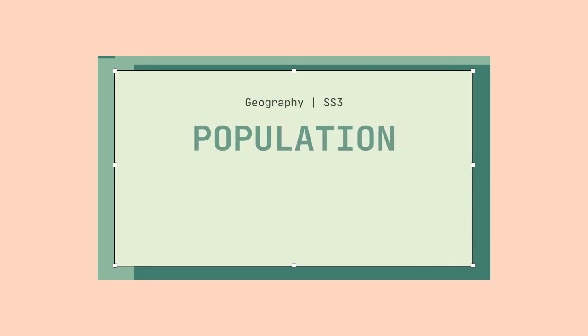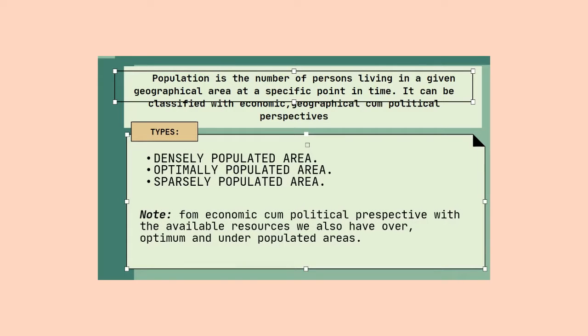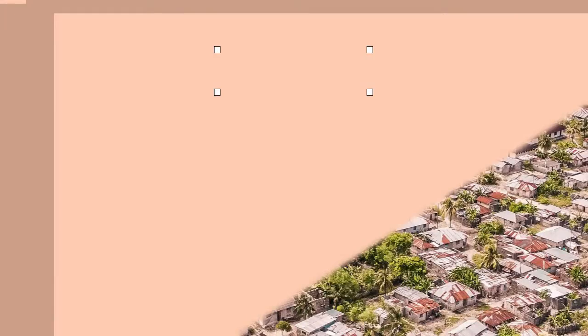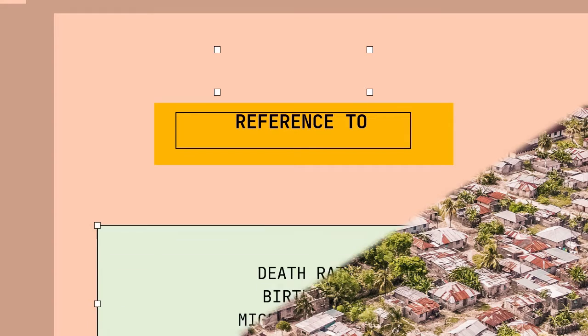First, let's define population. Population is used to denote the number of persons living in a geographical area at a given point in time, with reference to variables like natality or birth rate, death rate, migration, among others.